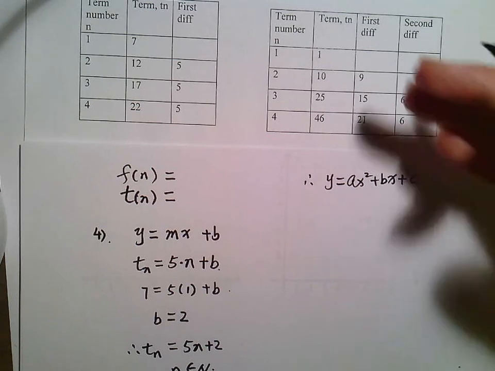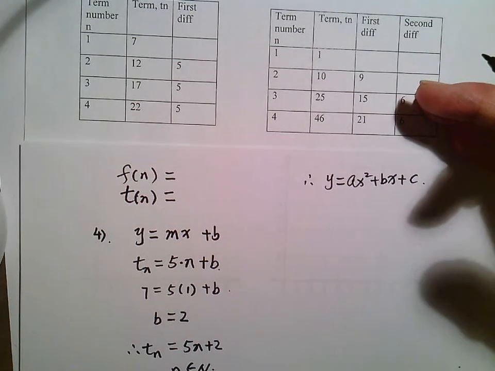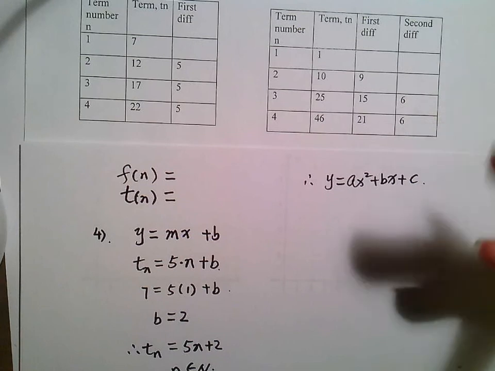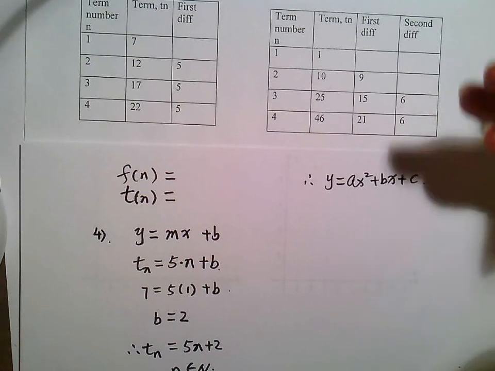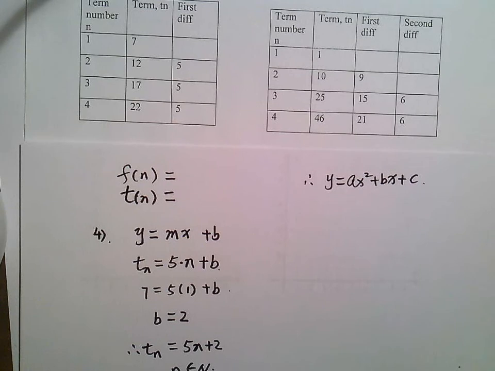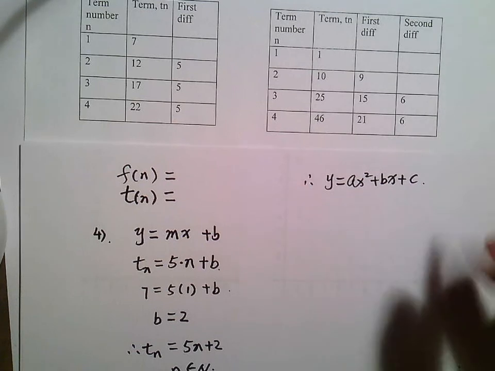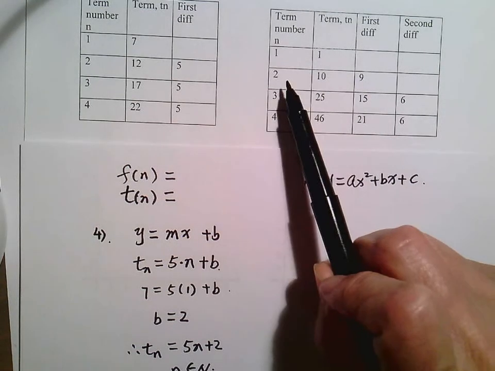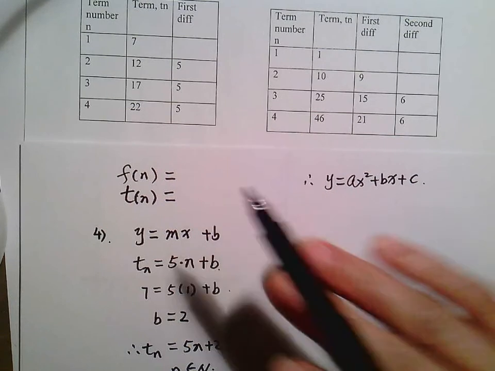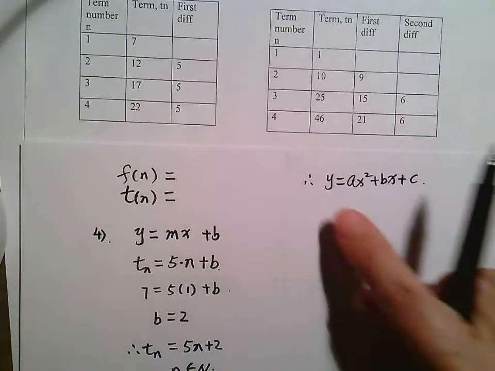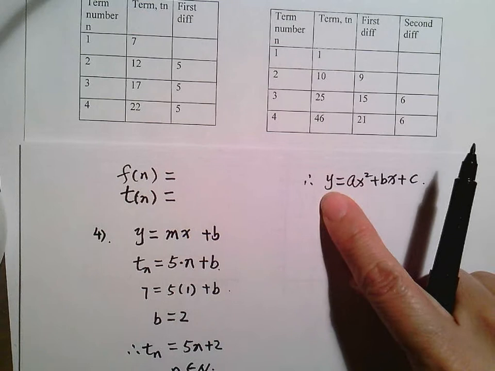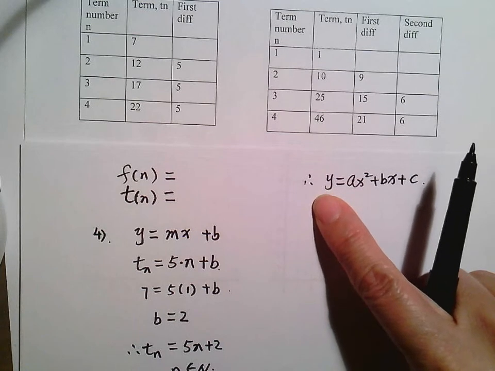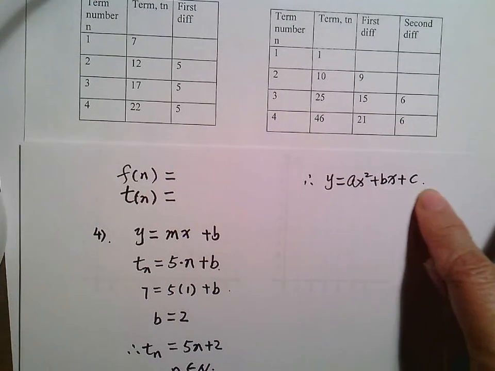So this question is the most difficult one, because you have to make connections, right? When you see the second difference is quadratic, you have to think about a quadratic relation between the term value and the term number, and then recall that the general standard form of a quadratic is ax squared plus bx plus c.